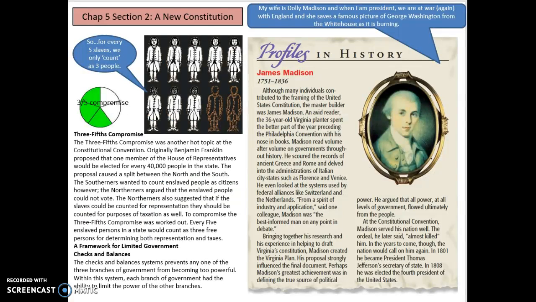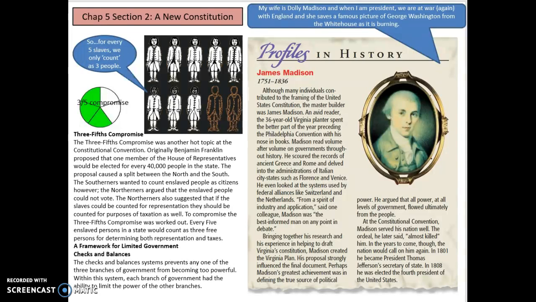Now we're at the piece of the Constitution that is pretty insulting. It's called the Three-Fifths Compromise, another hot topic at the Constitutional Convention. Originally, Benjamin Franklin proposed that one member of the House of Representatives would be elected for every 40,000 people in the state. The proposal caused a split between the North and the South, because even though the Southerners didn't think these were people, they still wanted to count them as citizens, even though they weren't going to give them the rights of citizens. The Northerners argued that the enslaved people could not vote.